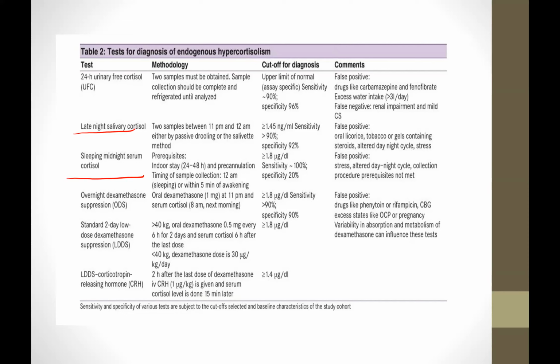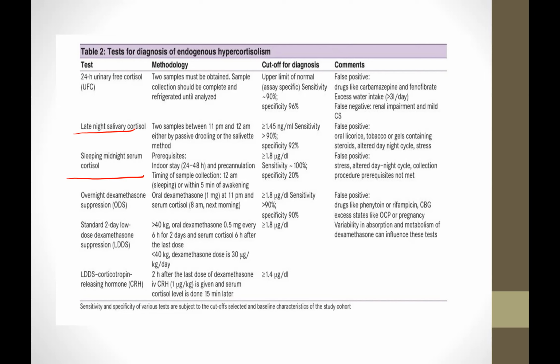And then what you do, you analyze it, and there are cutoff values. 1.45 nanograms above is positive, means confirmatory. If it is less than that, it is negative, it is sensitive, it rules out disease. Less than 1.45 rules out disease, sensitive. More than 1.45 nanograms confirms disease, specificity.